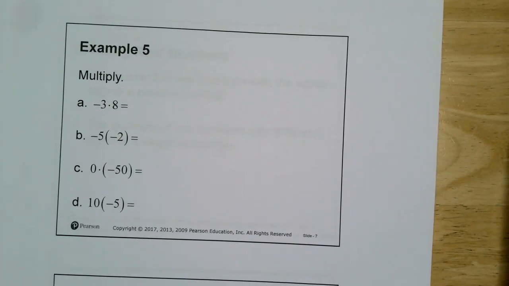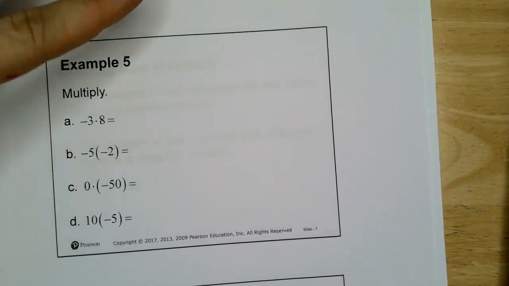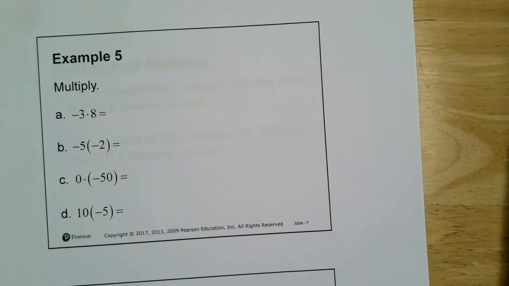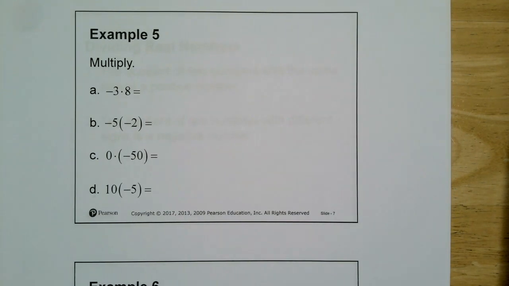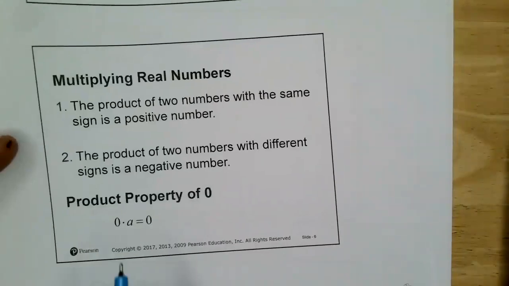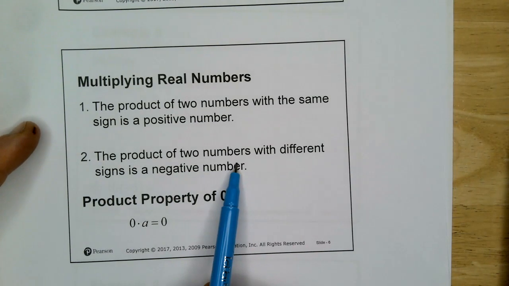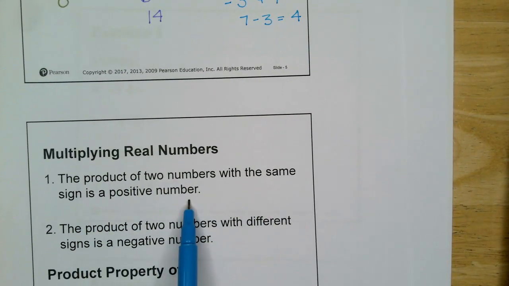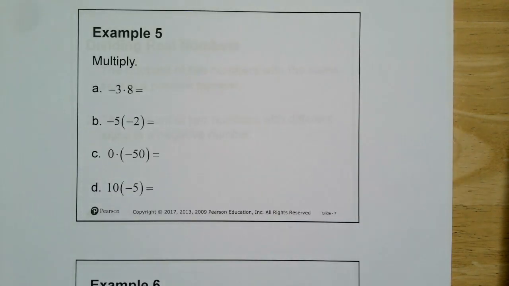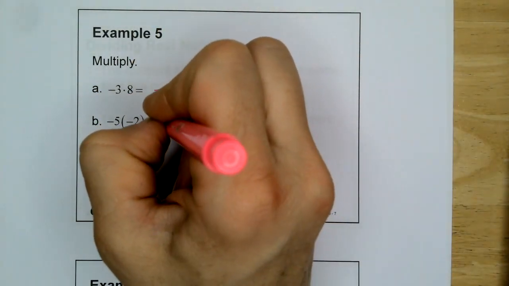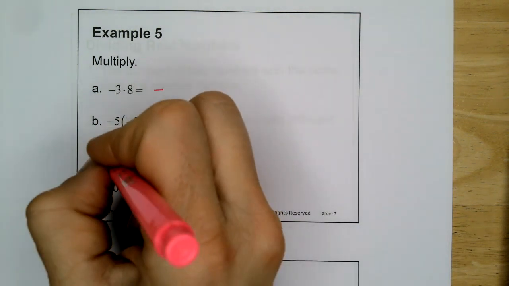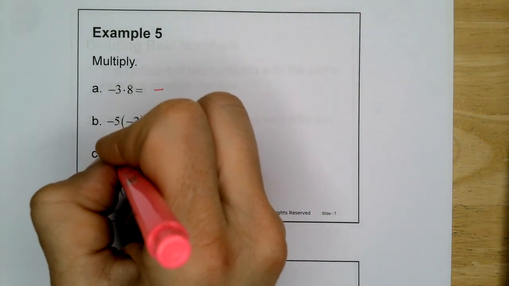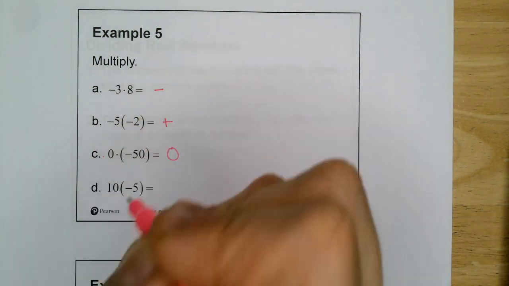So we're moving on from adding and subtracting to multiplying. -3 times 8. We said if the signs are different, the answer will always be negative. If the signs are the same, the answer will always be positive. Good. These are different signs, so it's always going to be negative. These are the same signs, so it's always going to be positive. This is 0. It doesn't have a sign, so 0 times anything is just 0.